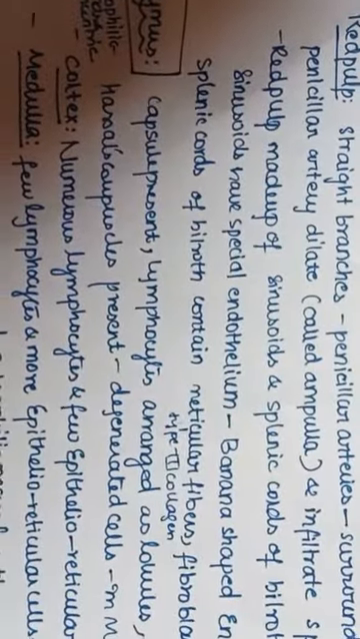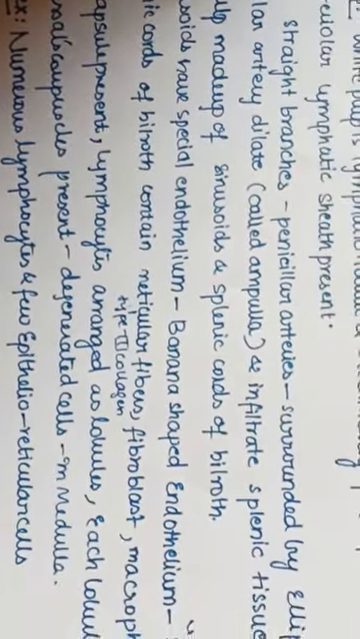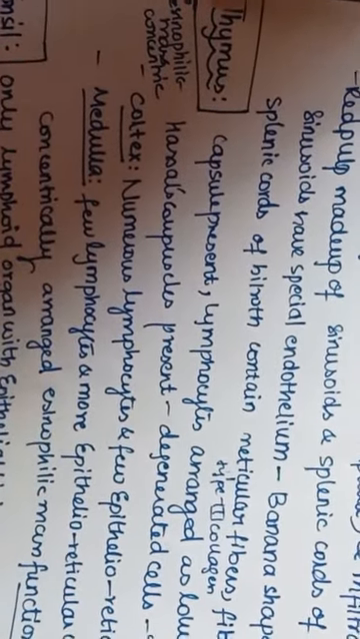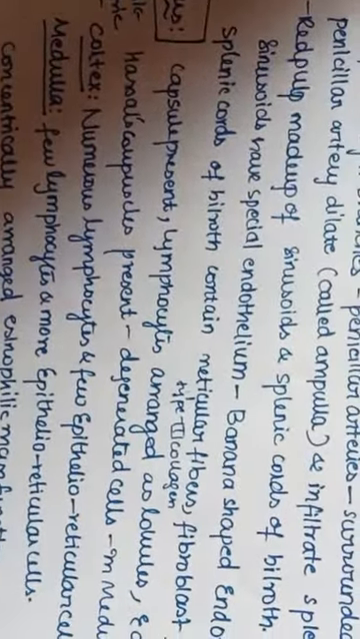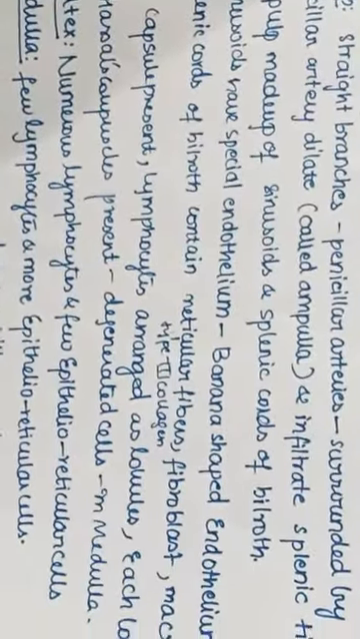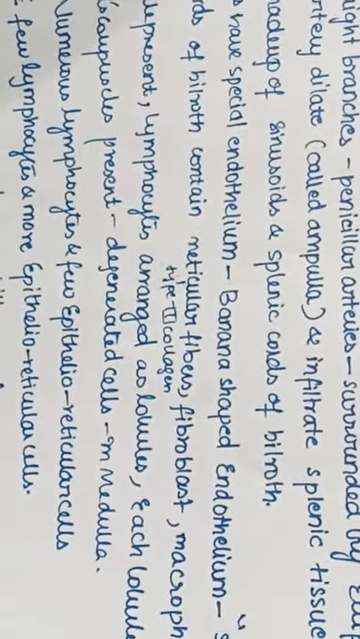So in the thymus, the capsule is present. Lymphocytes are arranged as lobules, and each lobule contains both cortex and medulla. And Hassall's corpuscles are present, which are mainly degenerated cells found in the medulla. These Hassall's corpuscles are eosinophilic masses, and they are concentric. The cortex has numerous lymphocytes and few epithelioreticular cells, and the medulla has only few lymphocytes and more epithelioreticular cells. The function of the concentrically arranged eosinophilic mass is still unknown. That is about our Hassall's corpuscles.